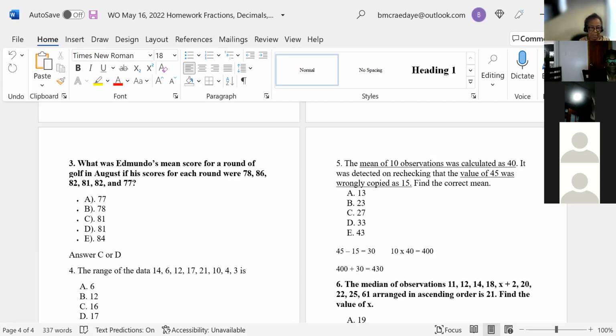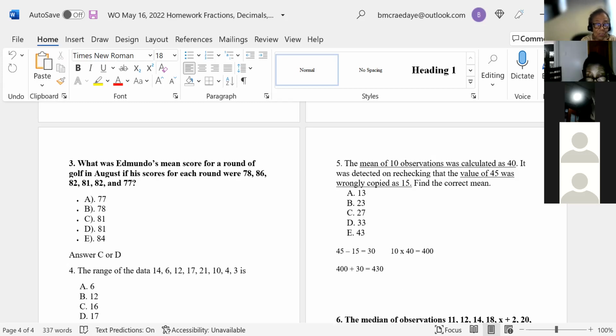Everybody following me? In other words, what you used as 400 should have been 430, because you made a mistake when you copied one of your values. You made it 30 less than it should be. So you have to add that 30, that mistake, back into the 400. Now you know what your mean is. What's your mean? Okay, Alva, what's the mean then? 430 would be divided by what, Alva?